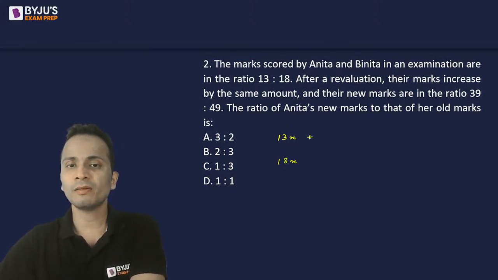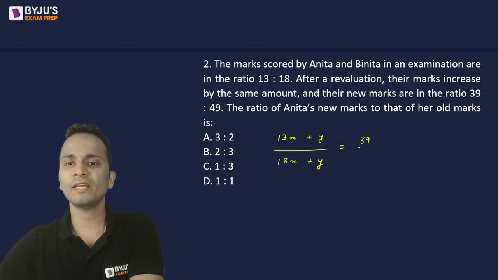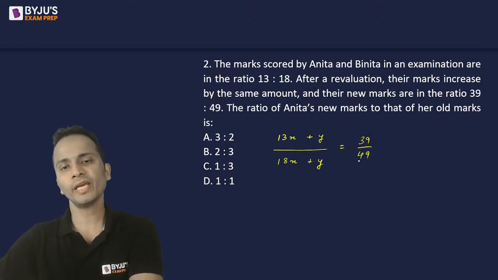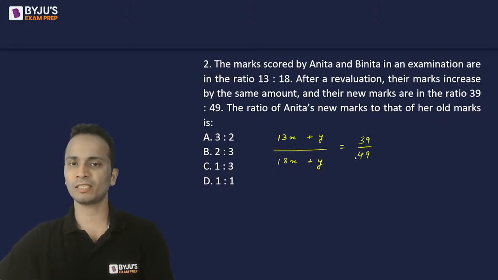Now revaluation happened and the marks increased by the same amount. So let's say the marks of each of them increased by a value of y. Now after this increase, after revaluation, the ratio of their new marks is 39 upon 49. Okay, this is the final ratio of their marks. Now I can do cross multiplication and find out the relation between x and y.